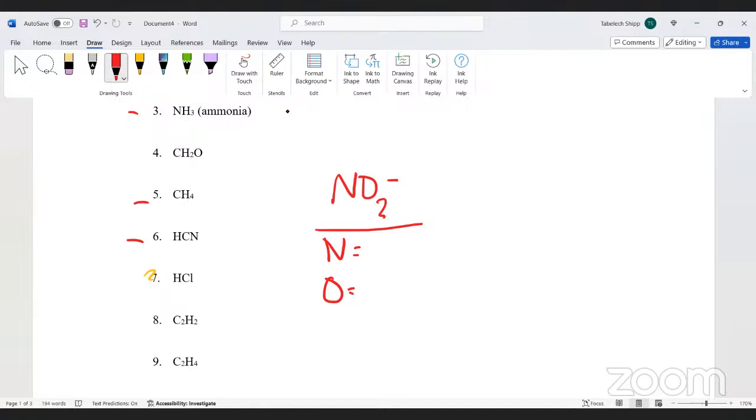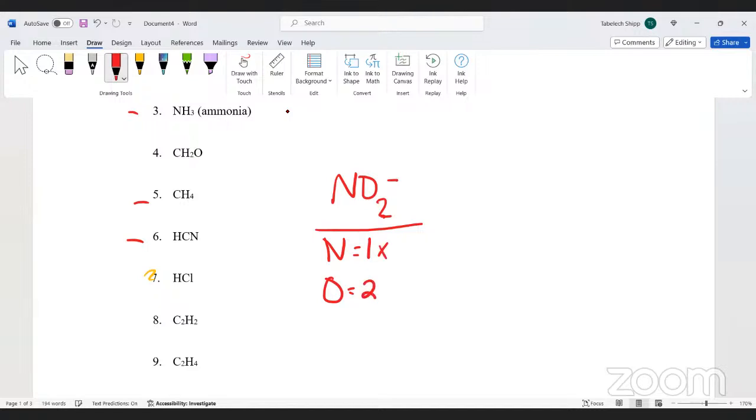Let me tell you guys why. Because we did this yesterday. This is NO2 with a negative charge, so this is a perfect example right here that we can do. So you've got one nitrogen and then you have two oxygens.